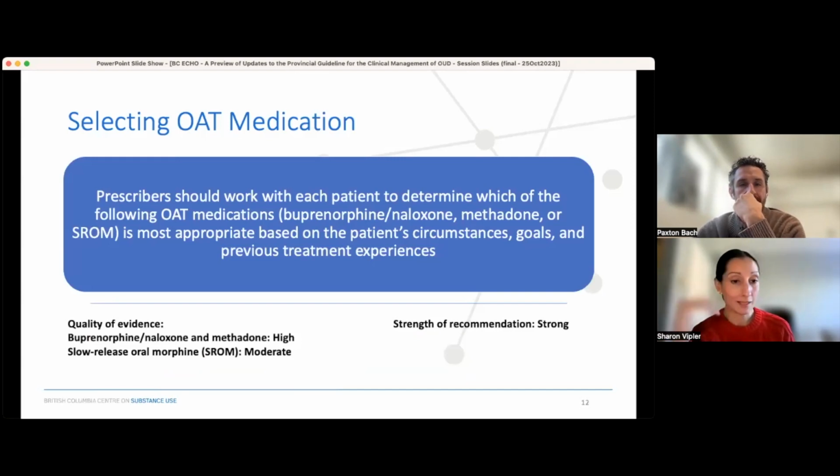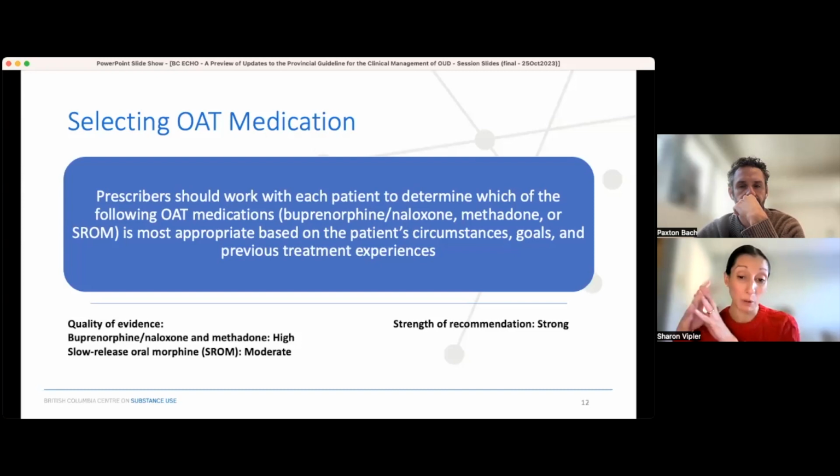having clinicians discuss the risks and benefits of all three OAT options, so buprenorphine, methadone, and slow-release oral morphine or Kadian, with the patients and collaborate to choose the medication that's best for the individual based on their preference, treatment history, and other elements that may play a role in decision making.